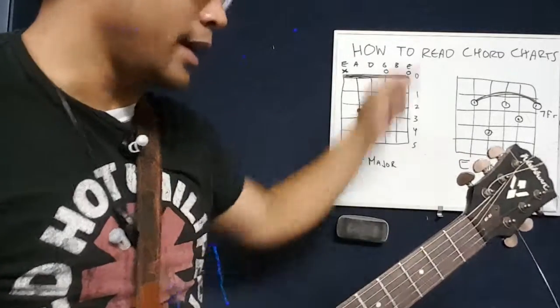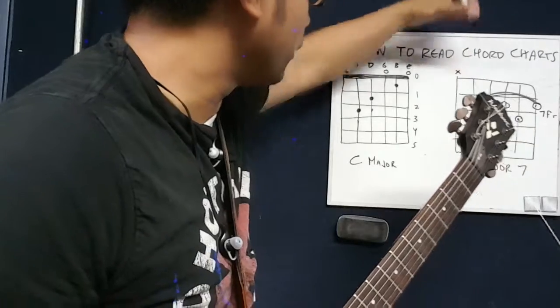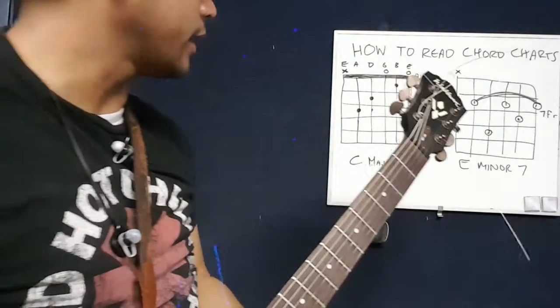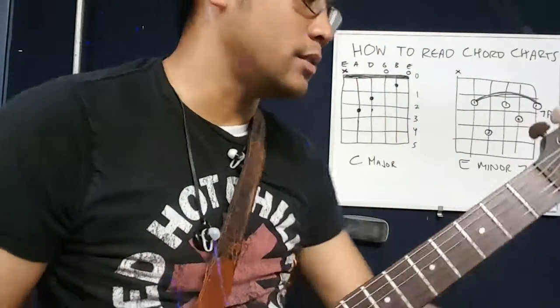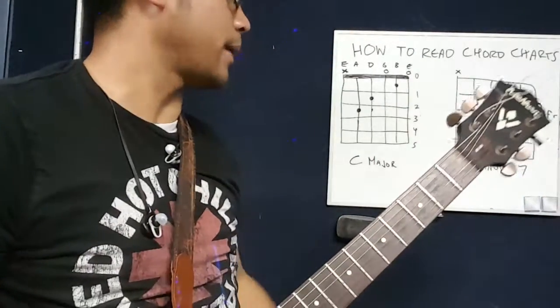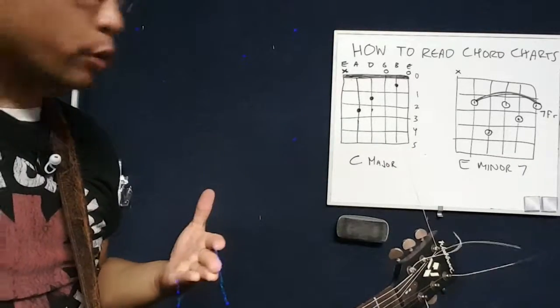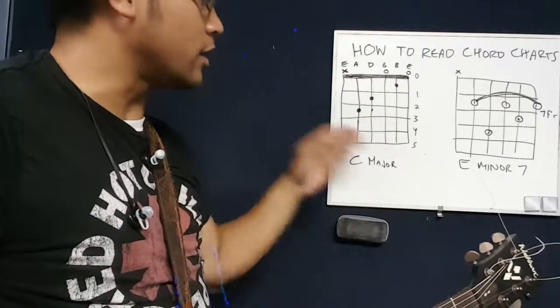I left this notation off, I should probably correct this. Technically, we really wouldn't be playing that open string at all. If they omit it, just know that you don't play it. So these are two examples of chord charts to play a C major and an E minor 7.